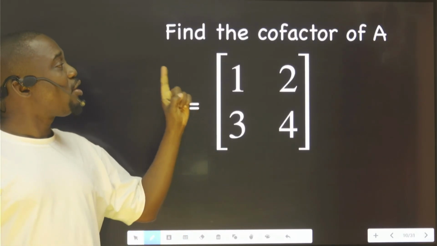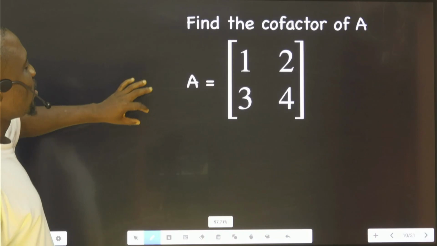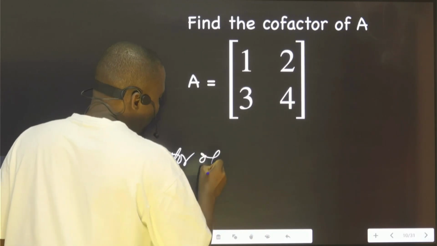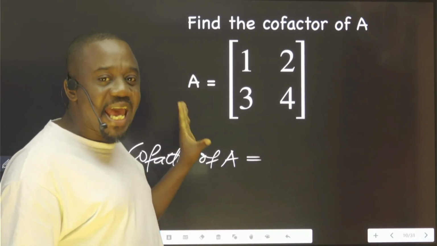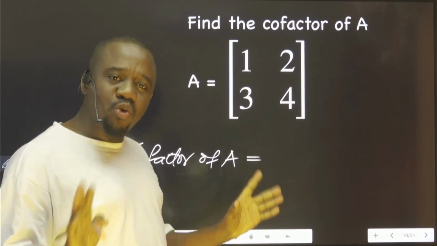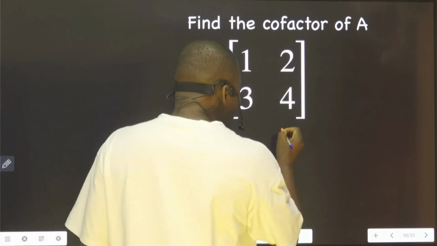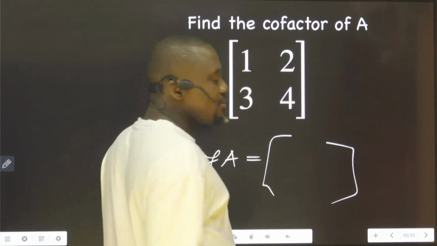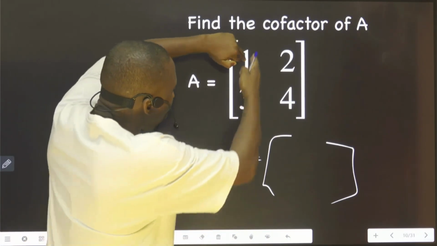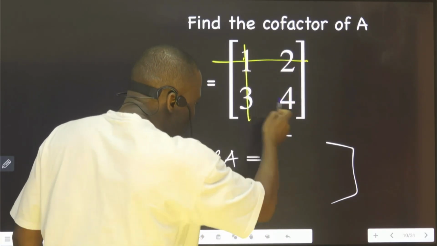Let's look at this. It says, find the cofactor of A. To get the cofactor of A, the first thing is to make sure that this A is a 2 by 2 matrix, 3 by 3 matrix, that is, it is a square matrix. Luckily, it's a square matrix. 2 by 2 matrix is square. Okay? So the next thing now is to get the minor of each element. The minor of this is to hold this, and all the elements in the same column and row go. The remaining one is the minor.